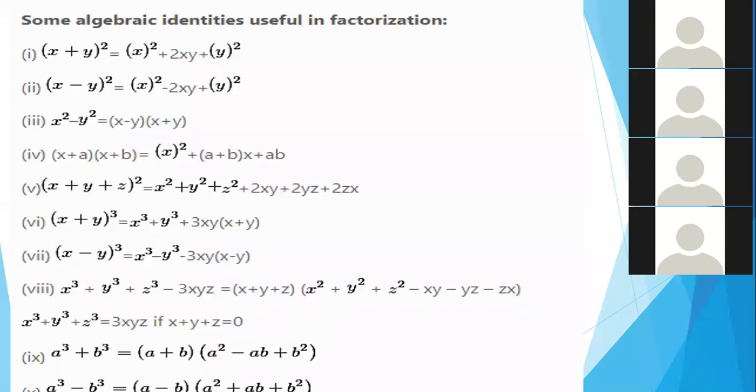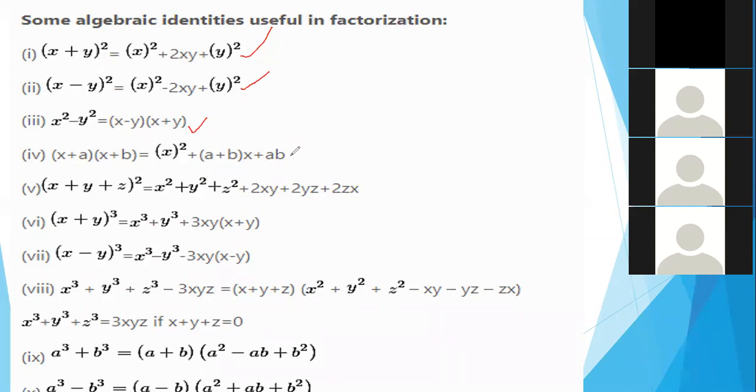Girls, this is a chance for you all. Girls, unmute. One formula, one girl read. (x + y)² = x² + 2xy + y². Next girl. (x - y)² = x² - 2xy + y². Next. x² - y² = (x - y)(x + y). Good. Next.